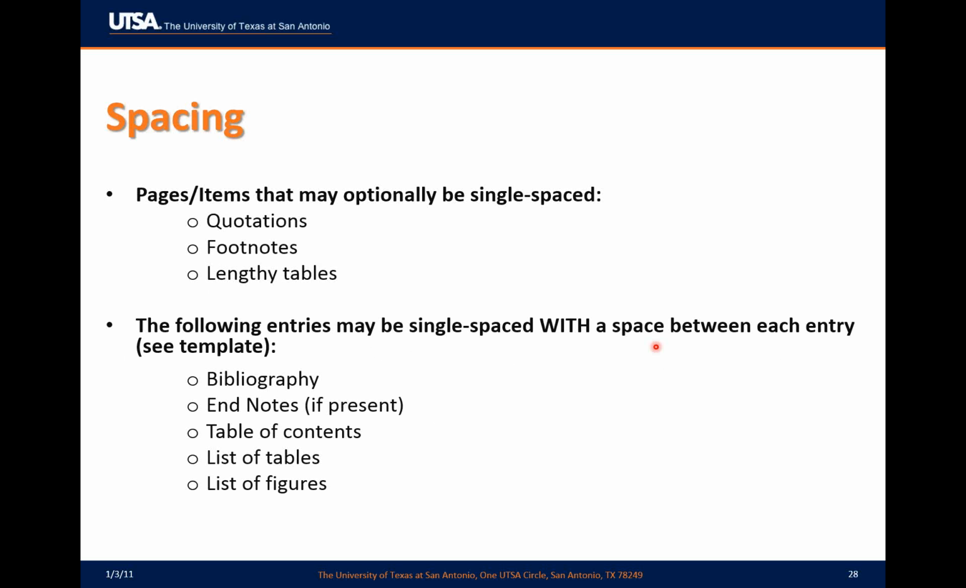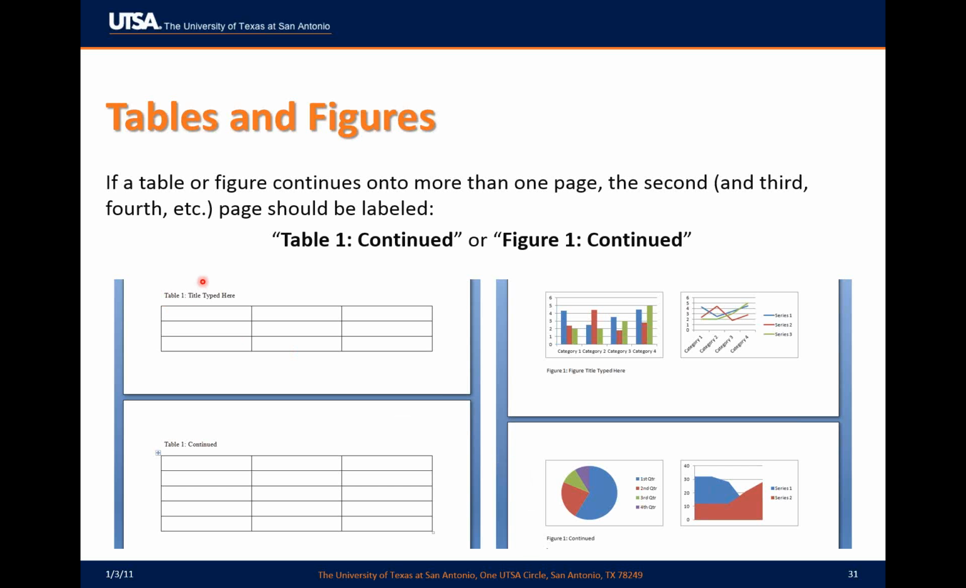Now you might find yourself with a table or a figure that breaks across a page. So whenever a table or a figure continues on to more than one page, then the second page, or the third and fourth, however many pages it continues on to, needs to include a continued label. So for tables, the main table heading appears above the table on the first page with the table. So here we've got our main table heading, and then on every page that the table continues on to, you'll put table, the number, and continued above the table.